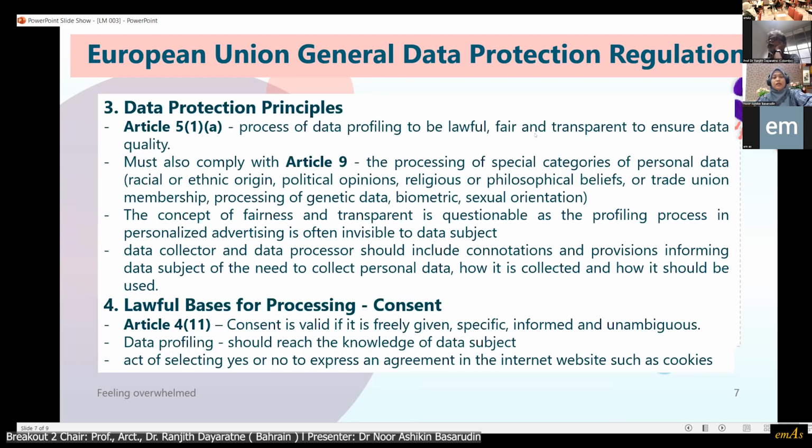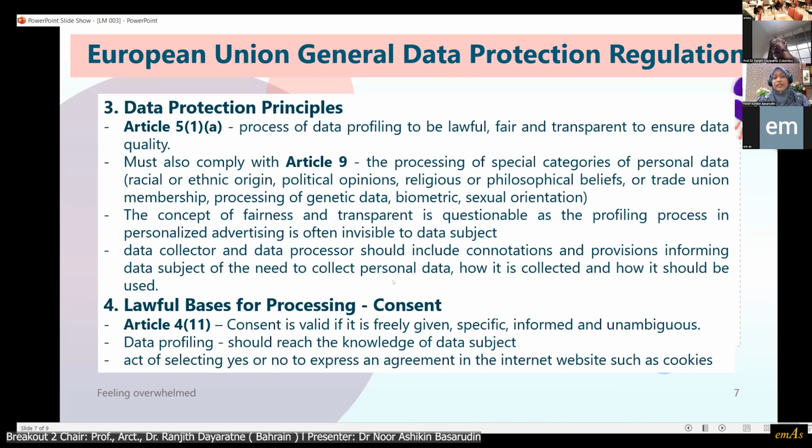Another few principles related to processing personal data: under Article 5(1)(a) of the GDPR, data processors and data controllers doing the profiling must ensure the profiling is lawful, fair, and transparent, to ensure data quality. So how do we ensure lawfulness? Lawfulness is normally based on the issue of consent, whether the data subject has consented to it.